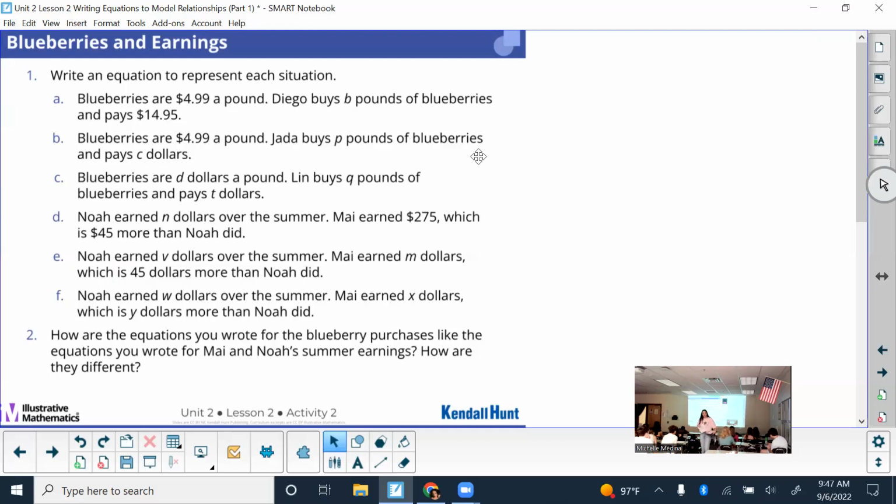All right, the goal today is basically to translate expressions. So we have to write an equation to represent each situation. What do equations have in them? Equal signs. So every single one of these should have an equal sign in them. Not an inequality sign, not a greater than or less than symbol. It wants an equation. So first, we have blueberries are $4.99 a pound. Diego buys B pounds of blueberries and pays 14.95. Don't call out the answer.